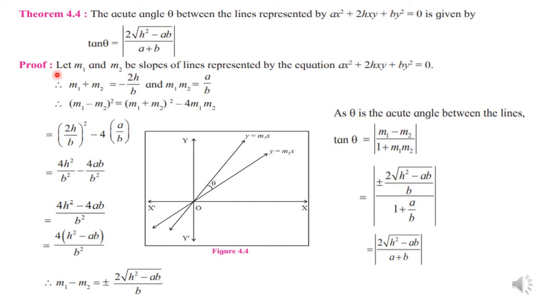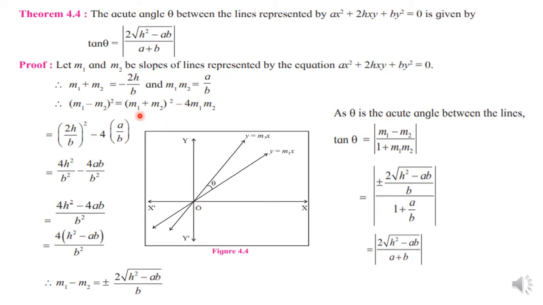Now remember, proof can come in the exam. The theorem can come to be proved in the exam, and needless to say, this particular formula is quite important. Now suppose m1 and m2 are the slopes of the lines. We know that the sum of the slopes is minus 2h upon b, and the product of the slopes is a upon b. We also know this formula which we learned in our last lecture. We used this formula in the last lecture, in one of the sums.